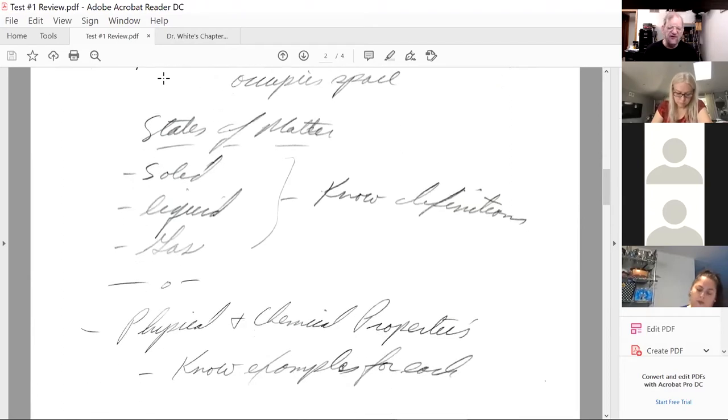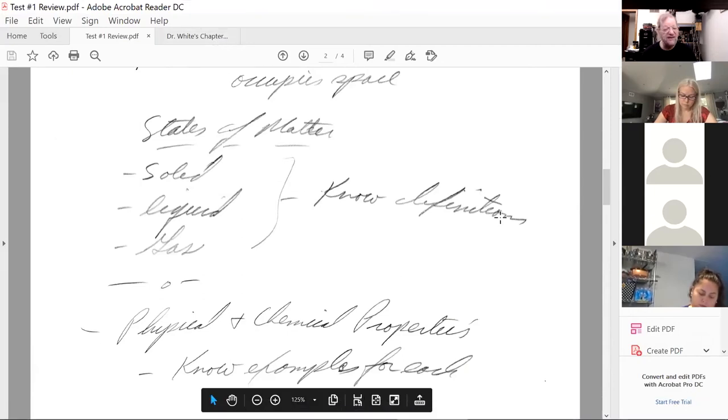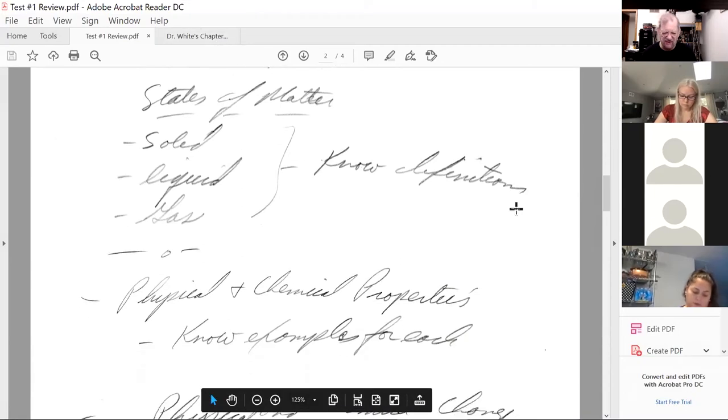I talked about physical and chemical properties. You should know some examples. Physical property, what color is that car? How does something smell? Like a rose, that's a physical property. Is gasoline flammable or not? Yes, that's a chemical property. Is water flammable or not? That's a chemical property. Well, iron rust, yes, that's a chemical property.